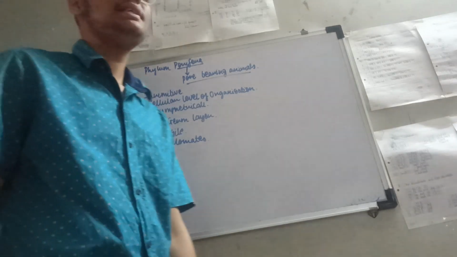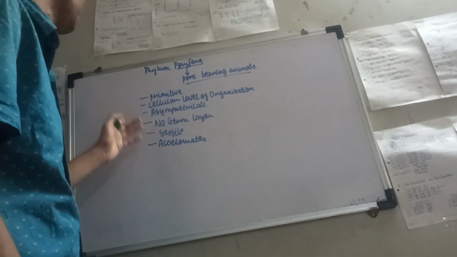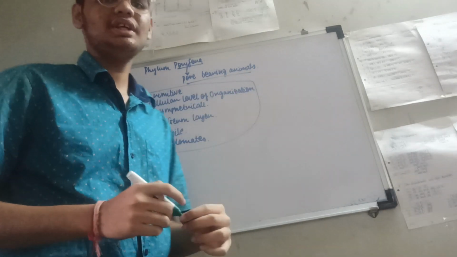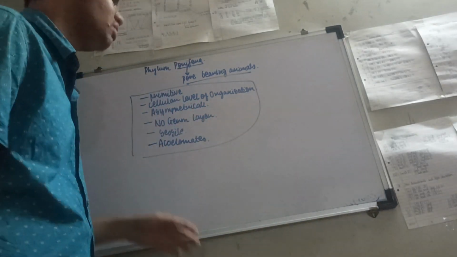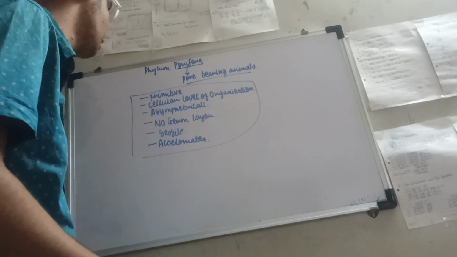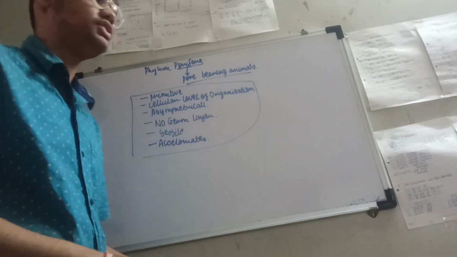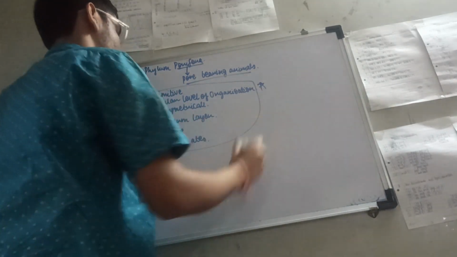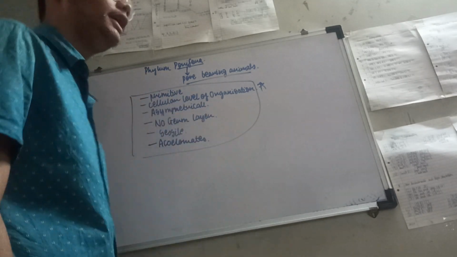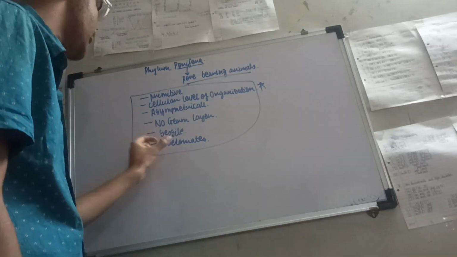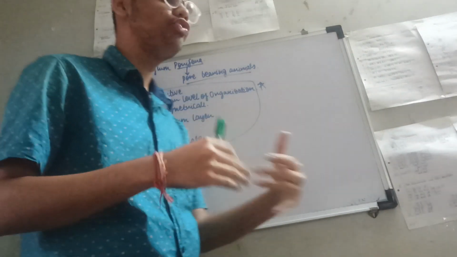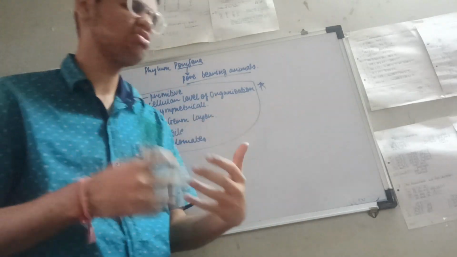Acoelomates. These are the general characteristics which I have told you: primitive, because it is the first phylum; cellular level of organization, very important, mark it to start with; asymmetrical, no germ layer, sessile, and acoelomates. So now we will move on to the structure.